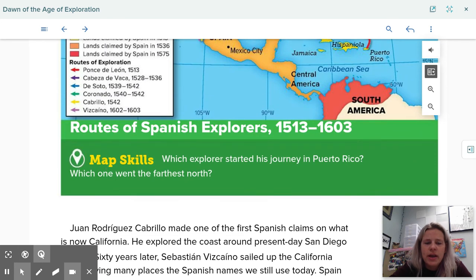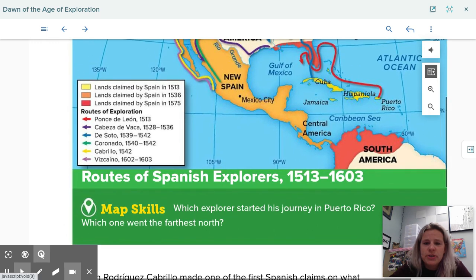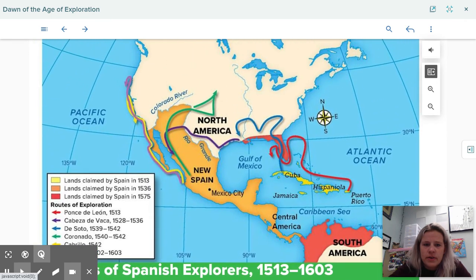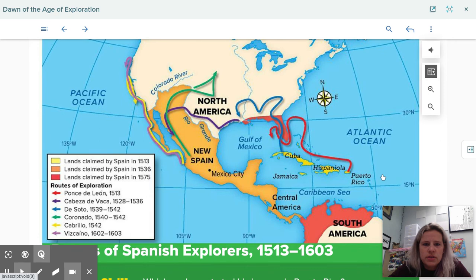Let's go ahead and take a look at the routes of the Spanish explorers between 1513 and 1603. So let's zoom in here. You can see the lands claimed by Spain in 1513. So that was here. And that was where Columbus landed. Then we have lands claimed by Spain in 1536. So that's all in this orange area here, in parts of Mexico and in southern United States.